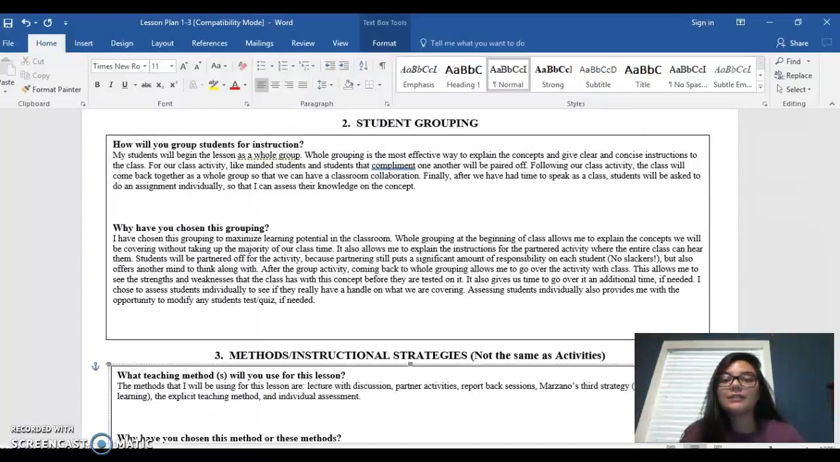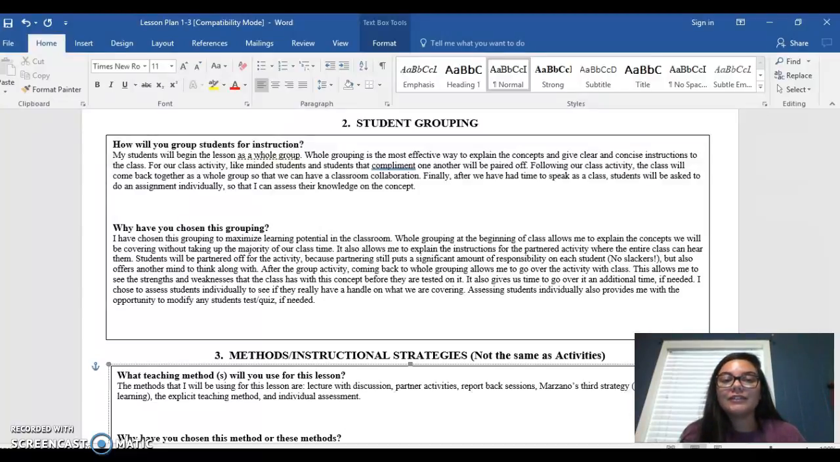It also allows me to explain the instructions, hopefully only once, for the partnered activity so that the entire class can hear them. Students will be partnered off for the activity because partnering still puts a significant amount of responsibility on each student. Typically when you get in groups of 3 or 4, you have 1 to 2 people doing the majority of the work, whereas in a partnership you're in there 50-50, so you still have to work, and that's why I put no slackers in parentheses. But also, instead of being by themselves or working on it individually, it does offer them another mind to think along with. So if they are struggling, they still have someone to lean on while we're still getting the hang of it.